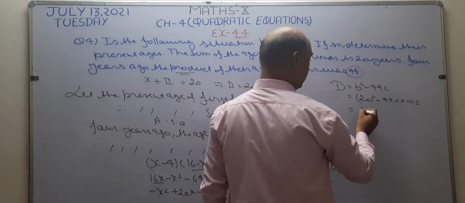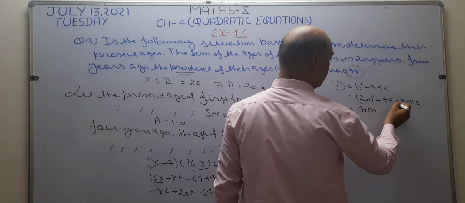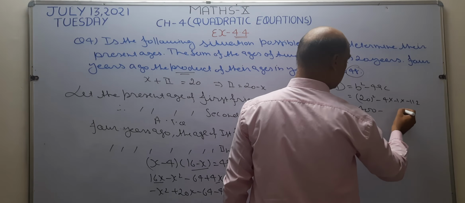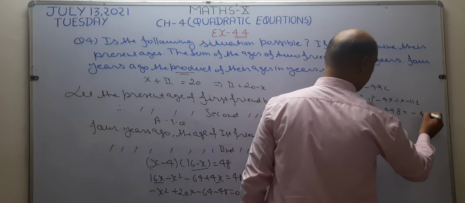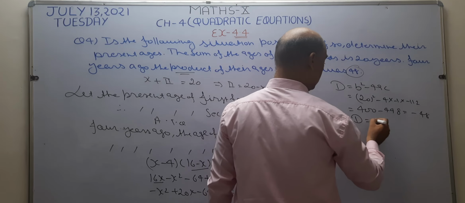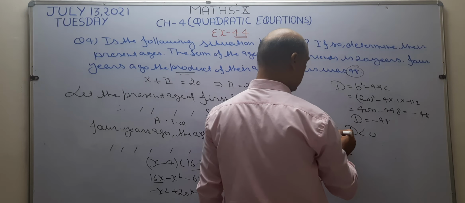So square of 20 is 400. So plus minus, sorry, minus minus plus, plus minus minus. 4 2s are 8, 4 1s are 4 and 4 1s are 4. The final answer becomes minus 48. As you know, when the value of D is negative, it means D is less than 0.